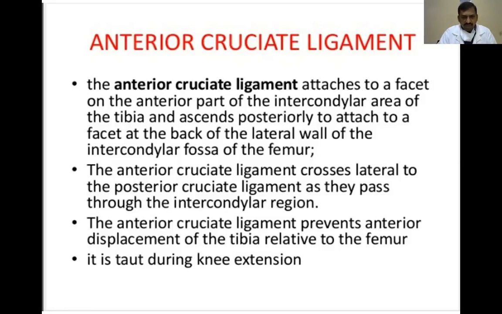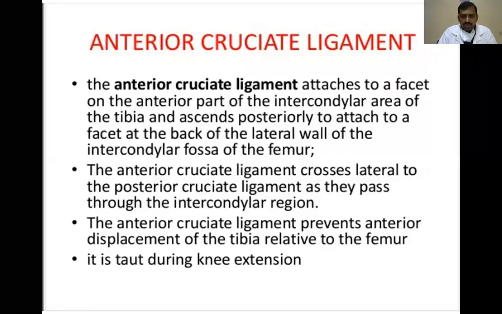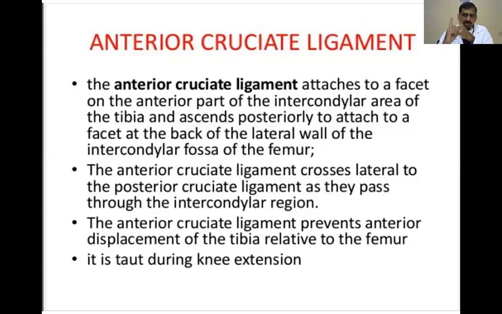of the femur. And the anterior cruciate ligament crosses lateral to the posterior cruciate ligament as they pass through the intercondylar region. Suppose you see, this is the posterior cruciate, this is the anterior cruciate. It goes like this. The anterior cruciate ligament goes posteriorly and laterally, and the posterior cruciate ligament starts in the posterior, then comes anteriorly and is attached to the medial wall of the intercondylar region.